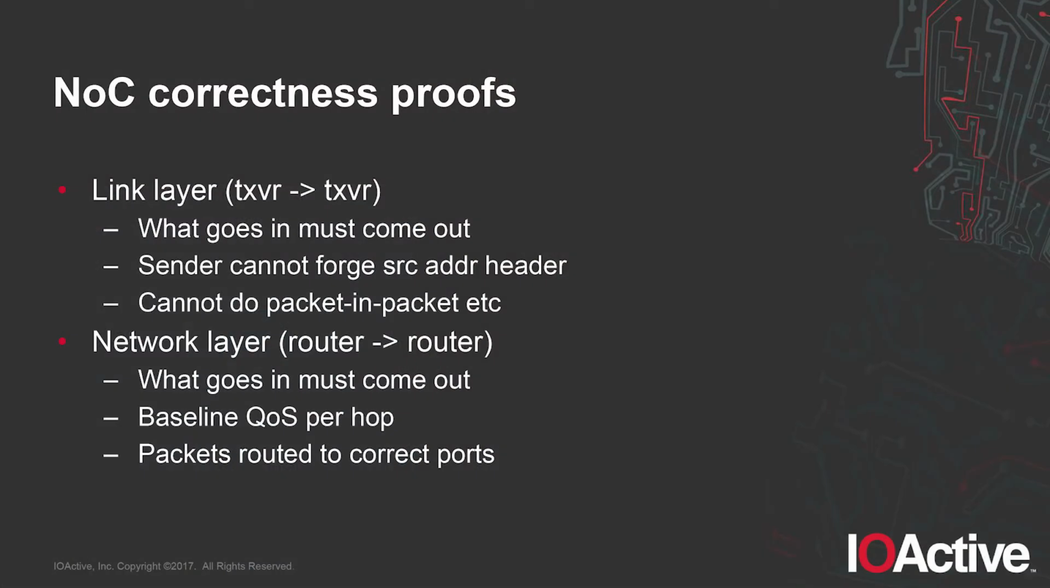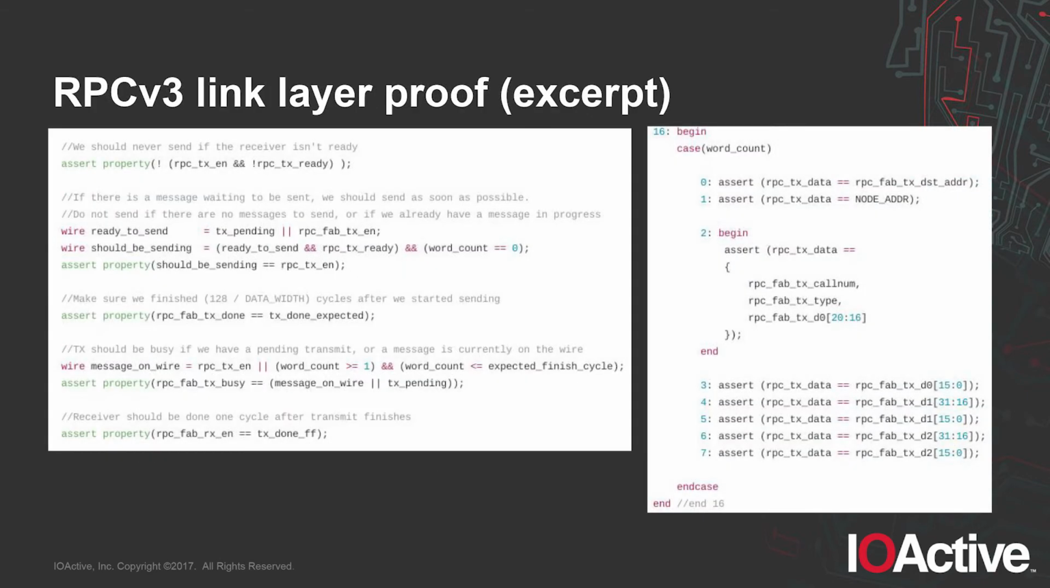And the network, as of now, as well as the name server in a subset of its functionality, has complete formal correctness proofs. So what goes in the transceiver comes out the other end, packets are routed to where they're supposed to, and so on. And so the code is available on our GitHub.